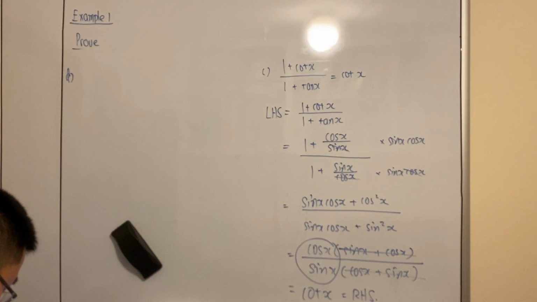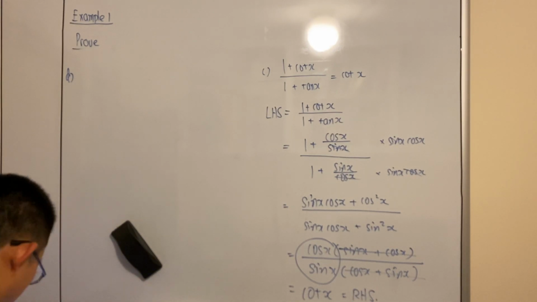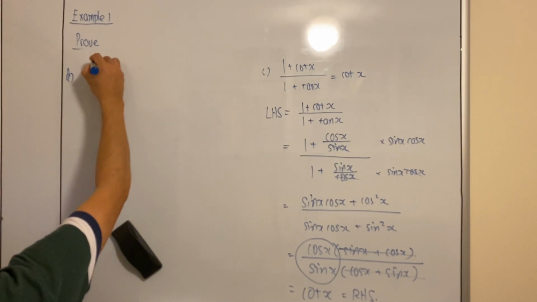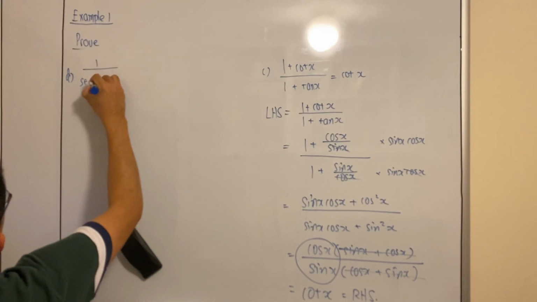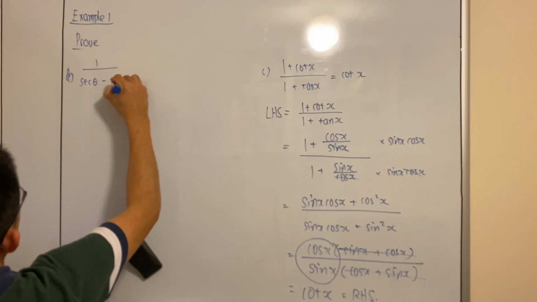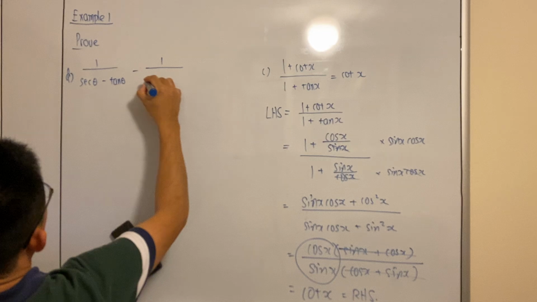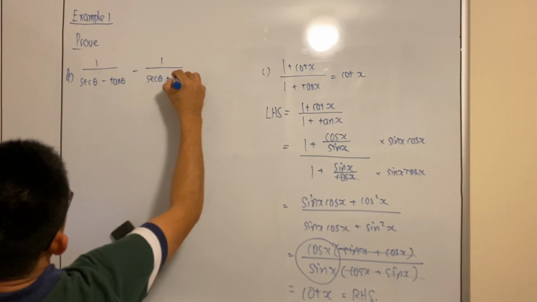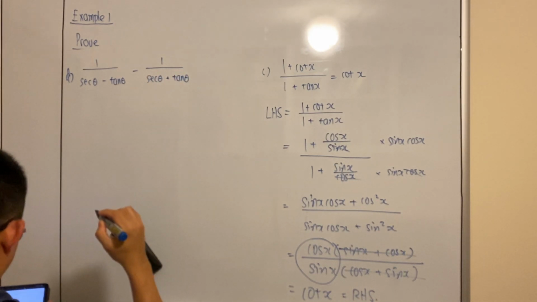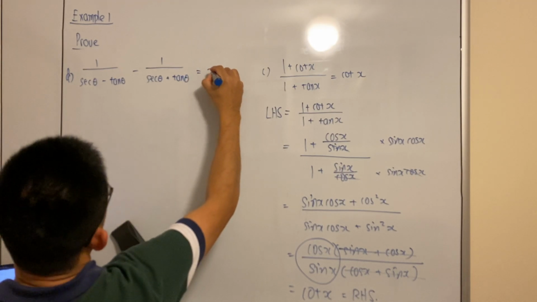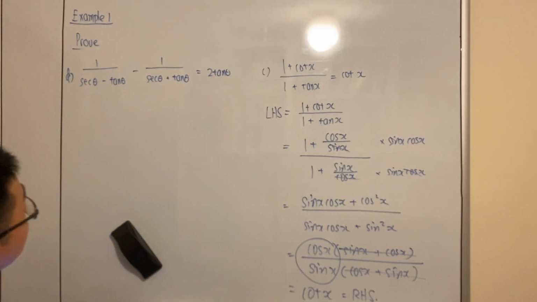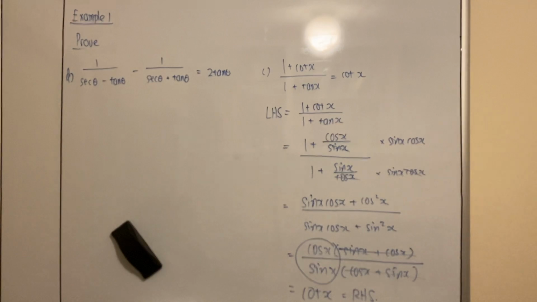Let's see if there's a question that's good for us to do. How about we do this one? 1 over sec theta minus tan theta, minus 1 over sec theta plus tan theta. And the question says, is it equal to 2 tangent theta? All right, that question.